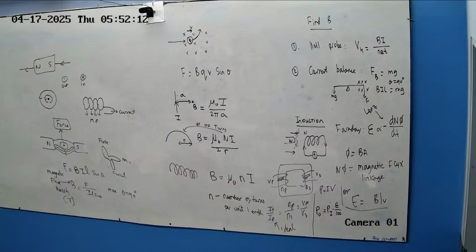Right, we're using the same formula. F is equal to BIL sine theta, right? Work it out, please. We'll work it out some more again. Plug in the values, please.